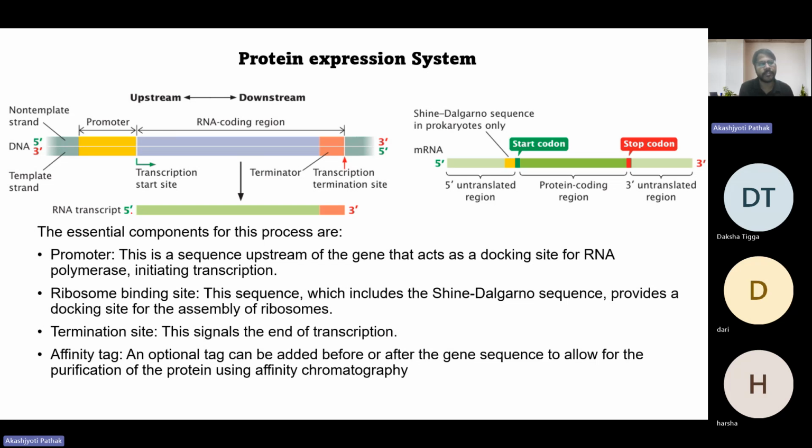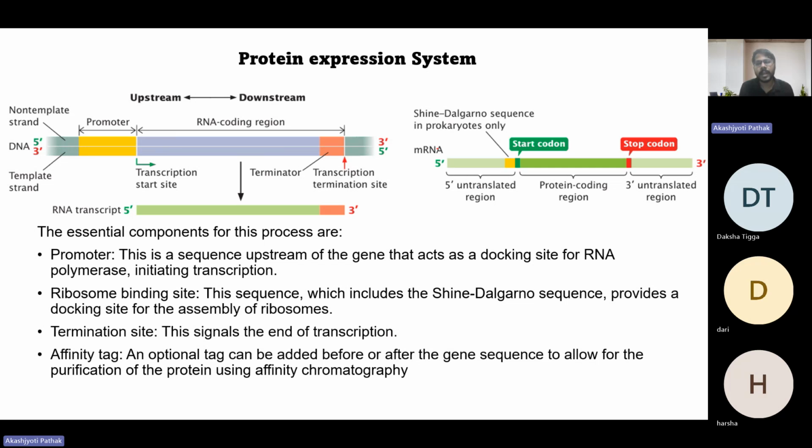So this is your 5 prime. And what happens during transcription? Only one of the strands is used for transcription. Because if both the strands are used, then the mRNA that is produced will be complementary to each other, and then your protein cannot be synthesized from this RNA. So only one of the strands is used. Now, this is your mRNA.